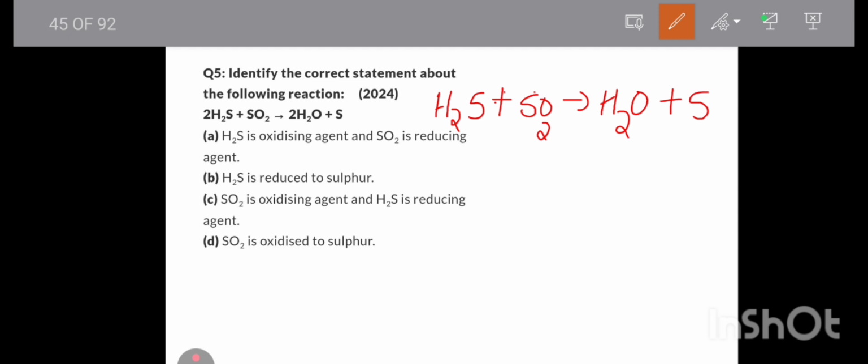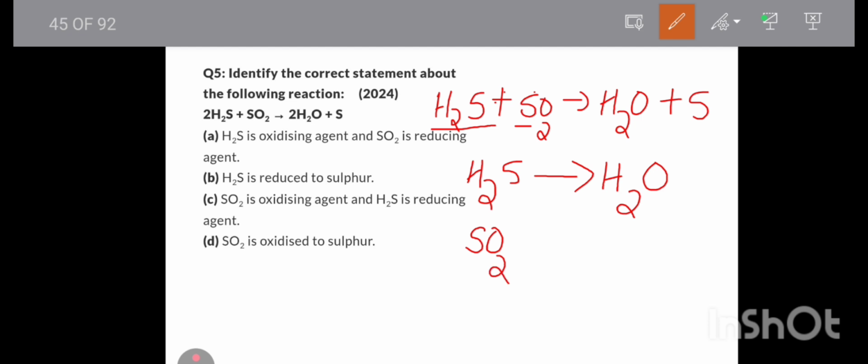First we can take this reactant, that is H2S. So H2S, which is the reactant, once it goes to the product, it has converted to what? H2O, right? H2S has converted to H2O. Now our second reactant is SO2.